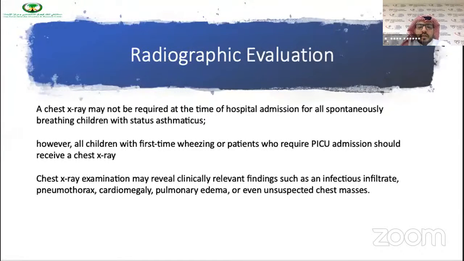Chest X-ray might show relevant clinical findings such as an infectious infiltrate as a trigger for the status asthmaticus, or pneumothorax as a complication of the disease, cardiomegaly, pulmonary edema, or even an unsuspected chest mass, which might take you in another direction of management for such patients.